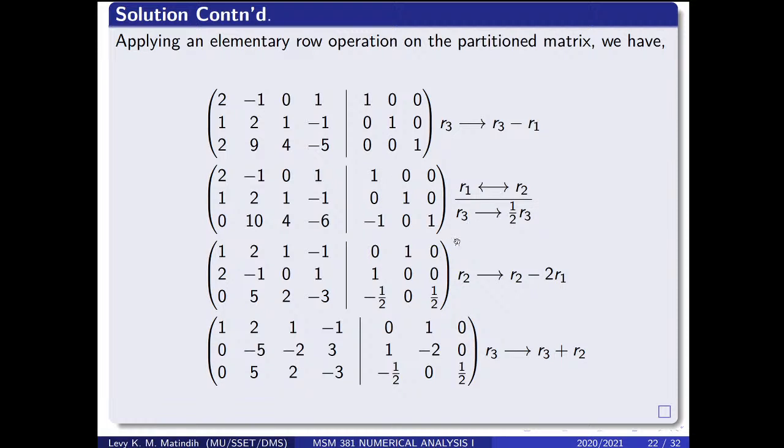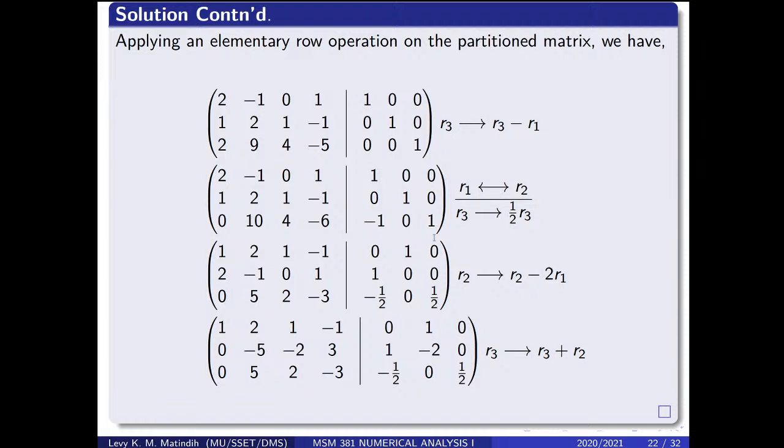The next row operation that you're going to apply, at the same time, row 3 becomes 1 over 2 row 3. It's half of row 3. So when we take the half of row 3, we are going to get half of row 3 here, we're going to get 0, 10, 5, 2, and negative 3. Half of row 3 on the right hand side will be negative 1 over 2, 0, 1 over 2.